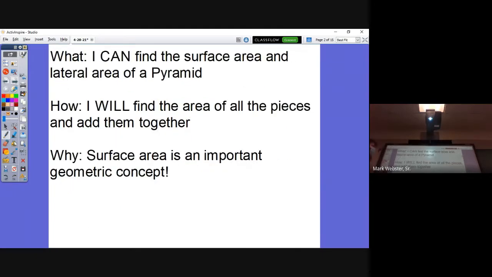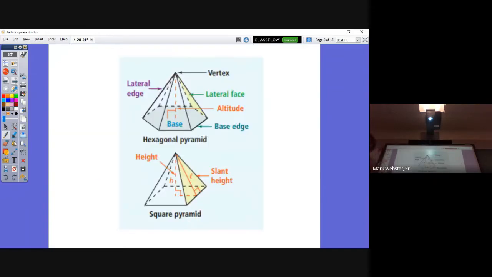So what we're going to do today is find the surface area and lateral area of a pyramid. So just like on Monday when we did it with a prism, same idea today. It's just that the formula is slightly different because the pieces are slightly different, right? Well, here, let's look. Pyramid, right? Notice how this is different.